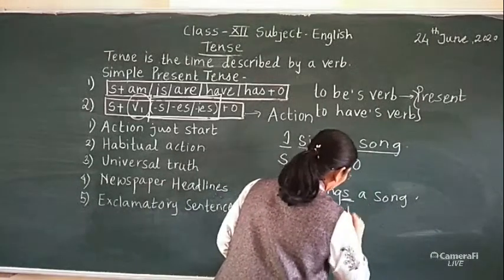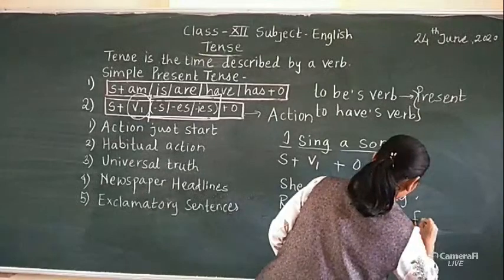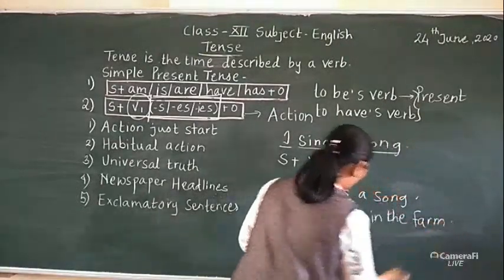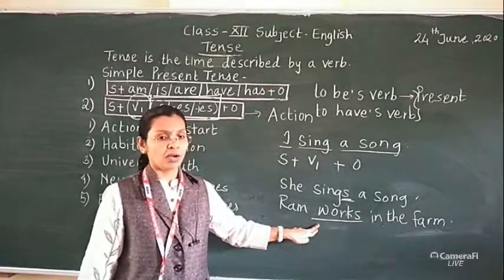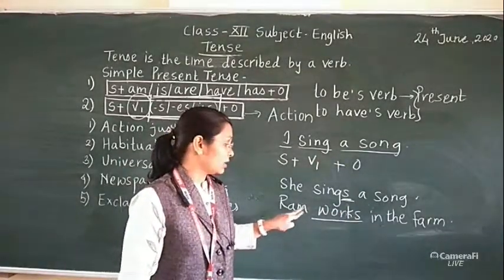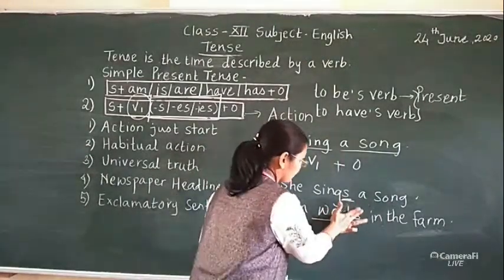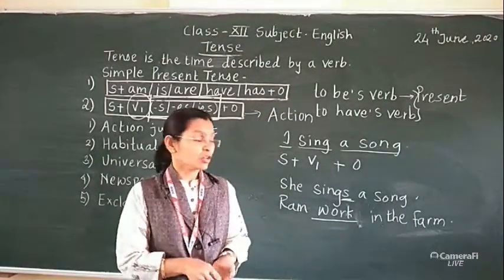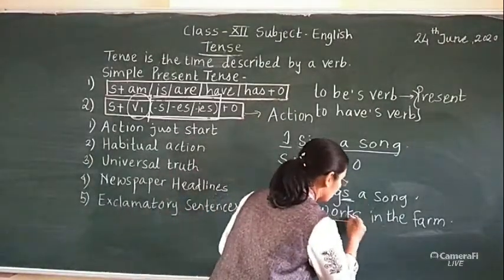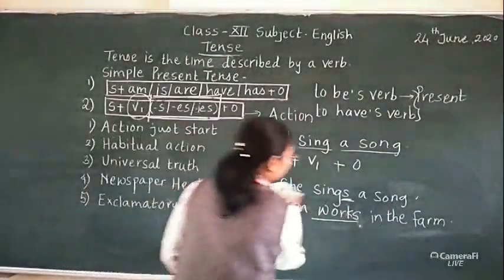Next, Ram works in the farm. So what is my sentence here? Ram works in the farm. If I write like that, Ram work in the farm, suppose I just remove this S, what happened? Is it a perfect sentence? No, this is a wrong sentence. So what is here? S should be there.